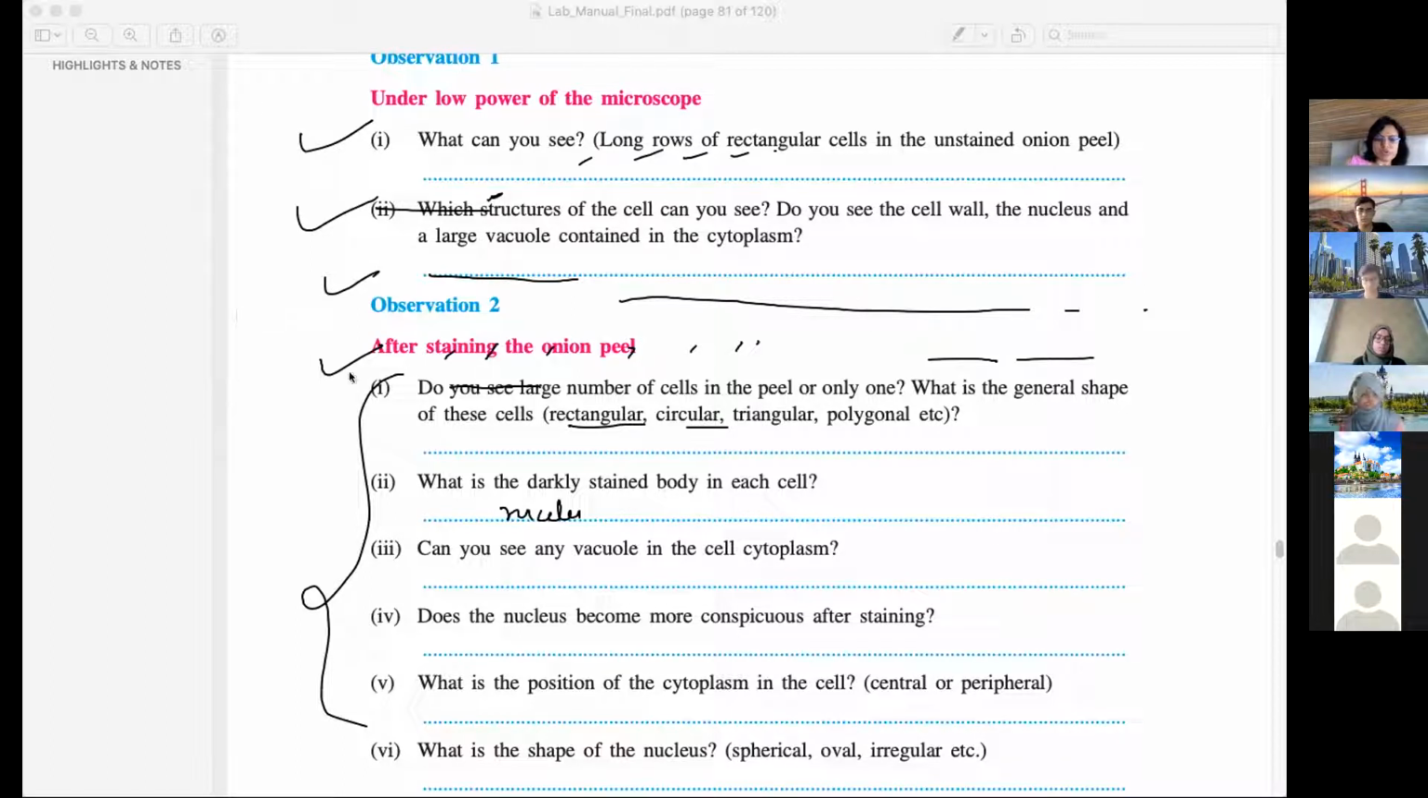Okay. और इसके answers ढूंढ लेना. What is the position of cytoplasm? Central है या peripheral है? What is the shape of the nucleus? Spherical है, oval है, irregular है? So these are for Viva questions. Okay.